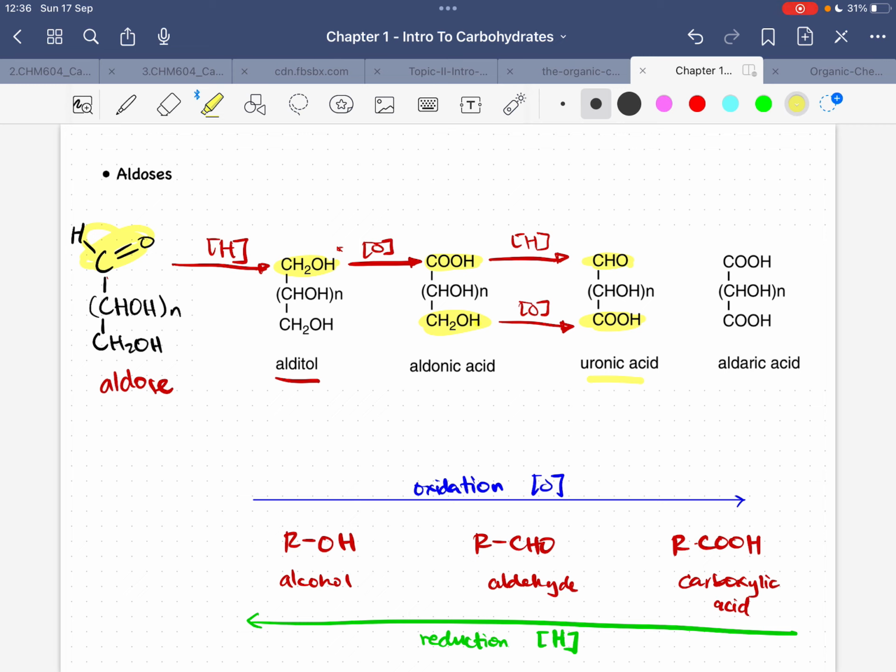And for aldaric acid, the terminal ends are both carboxylic acids. Here, it is now carboxylic acids, 1 and 2. And you only oxidize one functionality from the uronic acid. From aldehyde to carboxylic acid, this is an oxidation. So this is the interconversion between aldoses, okay, via redox processes.